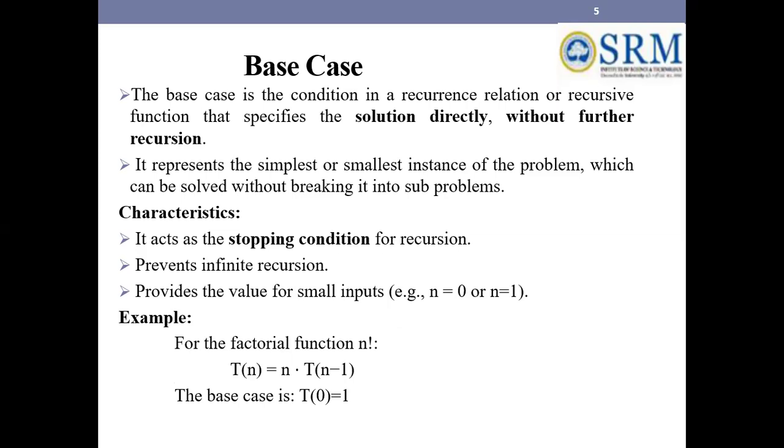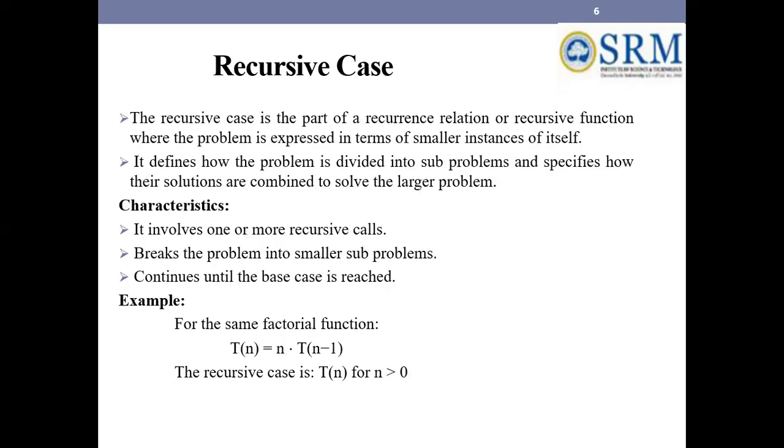So in the case of factorial, if n becomes 0, the algorithm will be terminated. So n is reduced from n minus 1, n minus 2, n minus 3 till it reaches 1. If it reaches 1, the algorithm will be terminated. T of 0 is equal to 1. So when the n value is 0, 0 factorial is 1. So n is 0, that is the base case. And the recursive case is a part of the recurrence equation or recursive function where the problem is expressed in terms of a smaller instance. So that means the algorithm is executed more than once.